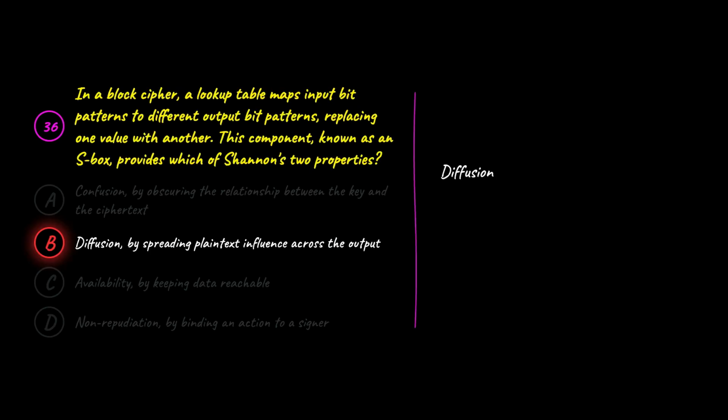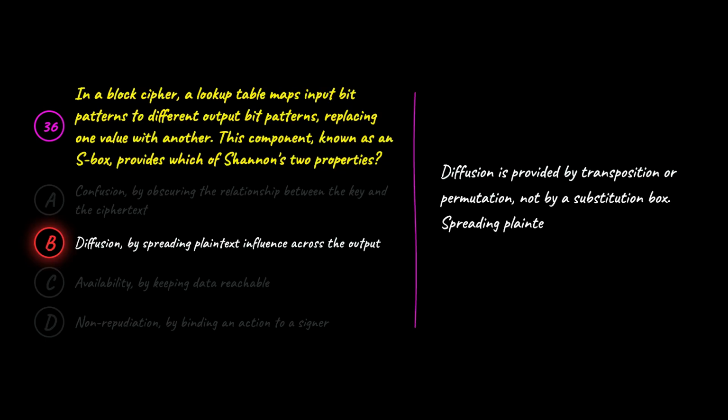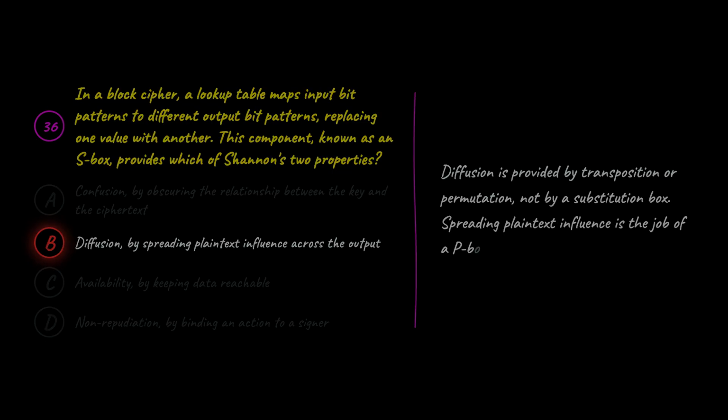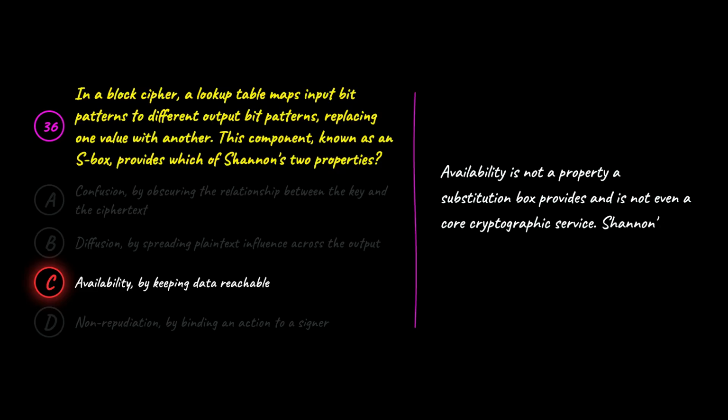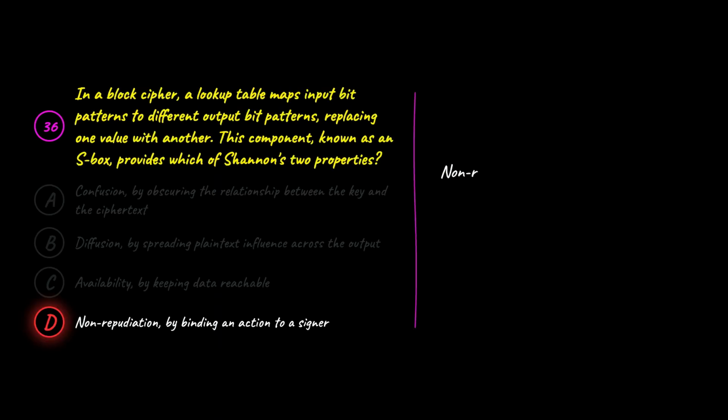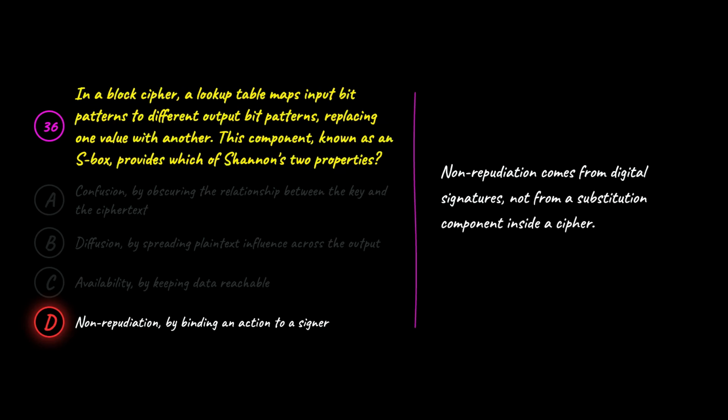B is wrong because diffusion is provided by transposition or permutation, not by a substitution box. Spreading plaintext influence is the job of a P-box. C is wrong because availability is not a property a substitution box provides and is not even a core cryptographic service. Shannon's two properties are confusion and diffusion. D is wrong because non-repudiation comes from digital signatures, not from a substitution component inside a cipher. It is unrelated to Shannon's confusion and diffusion.